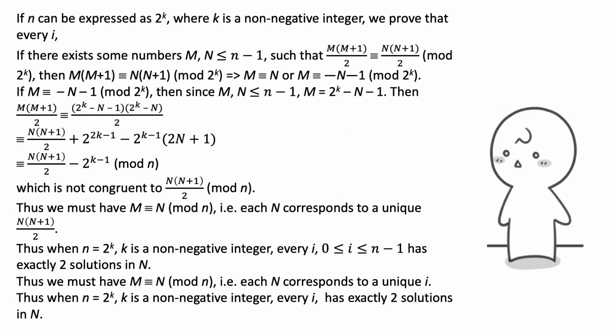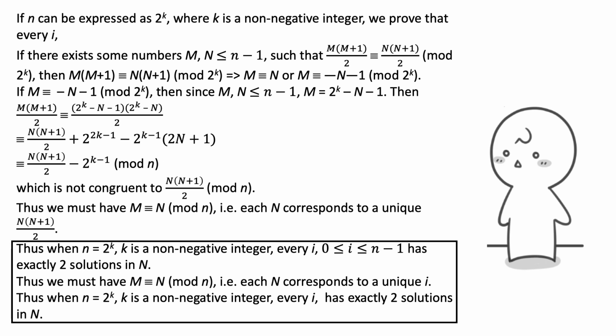So this is the part of the proof that was previewed just now. The more important part of this is the last part here. Putting it simply, the conclusion of the proof was that when there are 2 to the power of k children, each child will receive exactly 2 candies in one cycle.